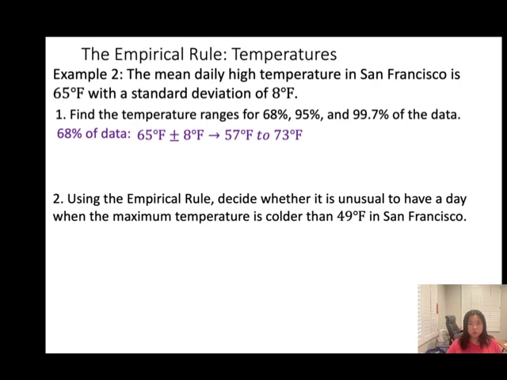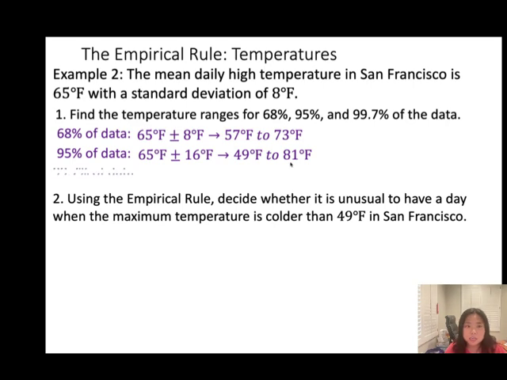Okay, check your work. 95% will be plus minus 2 times the standard deviation. This is 2 times 8, which is equal to 16 Fahrenheit. Last one, 99.7%. So this will be the mean plus minus 3 times the standard deviation. Okay, 3 times 8, which is equal to 24 Fahrenheit.